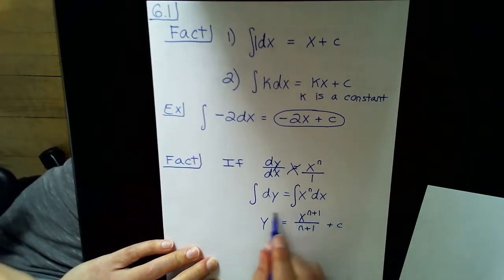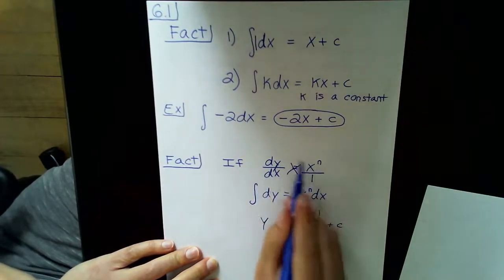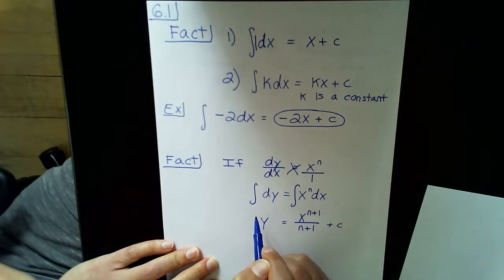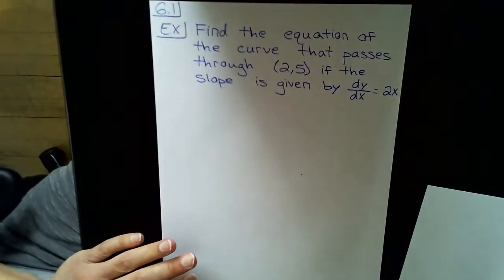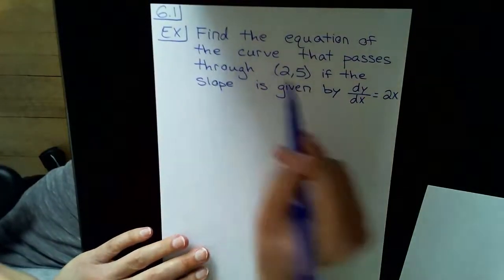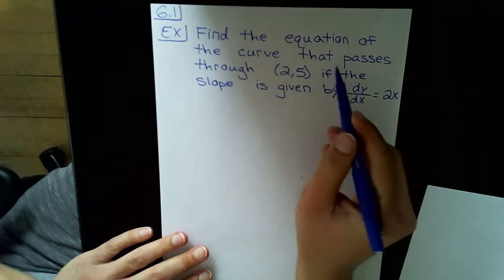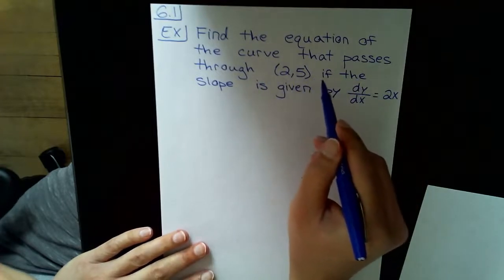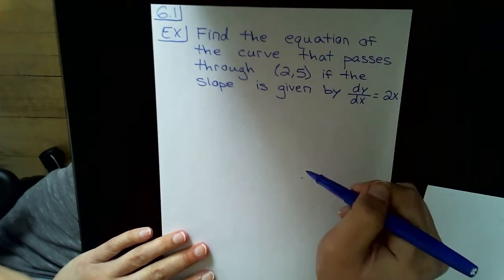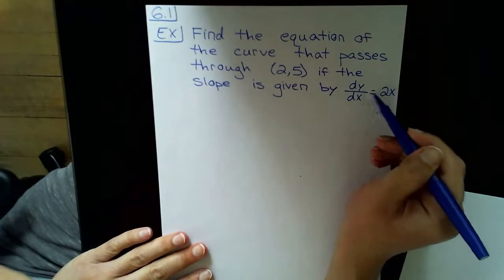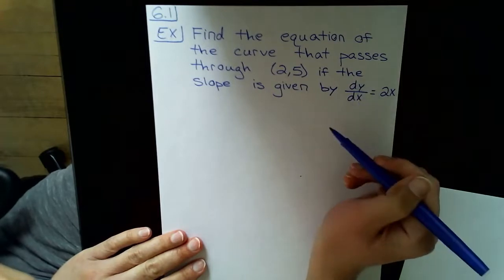And we have now found an equation for y given the derivative of y with respect to x. So let's see how we can apply this in our next and final problem. We want to find the equation of the curve, meaning the original function, that passes through (2, 5) if the slope is given by dy/dx equals 2x. So we're given the derivative dy/dx equals 2x, and we want to find the original equation for y.